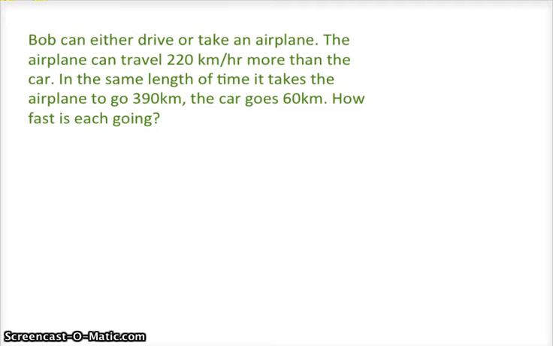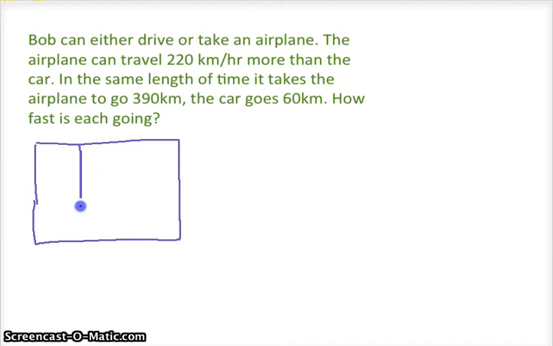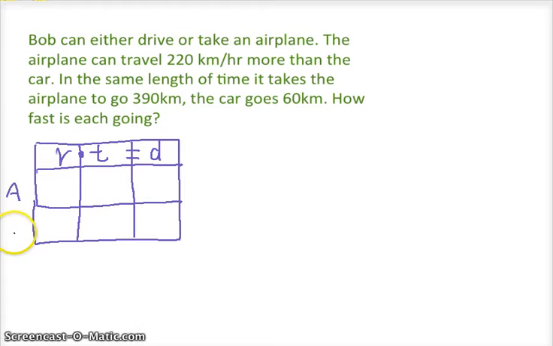Okay, Bob can either drive or take an airplane. The airplane can travel 220 kilometers per hour more than the car. In the same length of time it takes the airplane to go 390 kilometers, the car goes 60 kilometers. How fast is each going? So for this one, we are going to make a table, because a table makes the question easier. Like this. Okay. So we have distance equals rate times time, and this row is going to be for the airplane, and this row is going to be for the car.